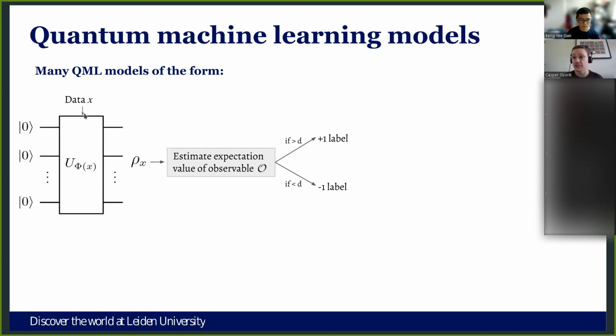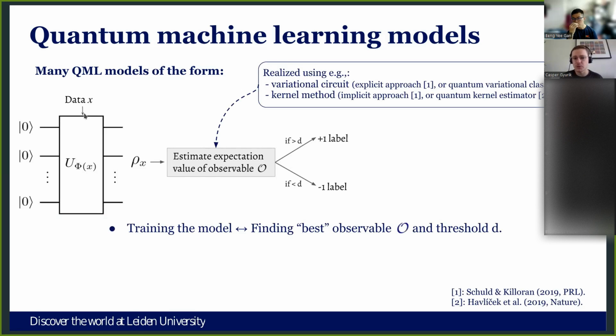And if the expectation value of the observable O is larger than some threshold D, we assign it label +1. We say this data x was a dog. And if it is less than D, we assign it label -1. We say it was a cat. Today we're looking mostly at the observable part of this. There will be some lessons on the feature encoding, but the lessons that we learn are basically what kind of observables we look at.